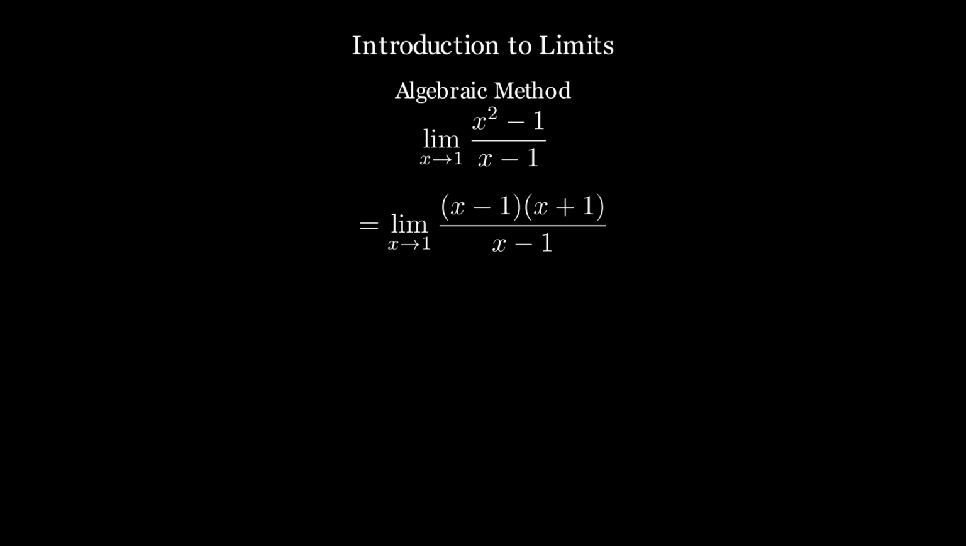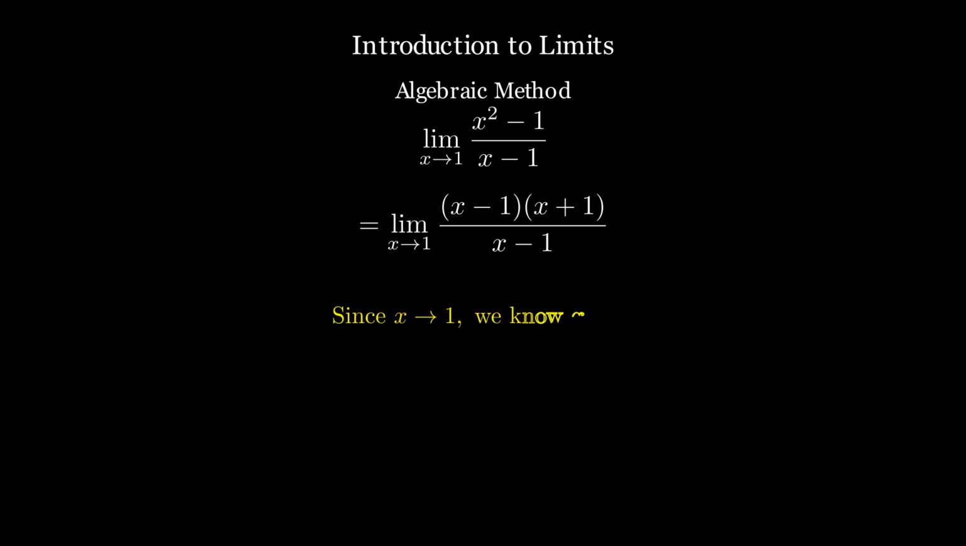Now let's solve this using algebra, which is how you'll handle most limit problems. We start with our limit expression. Since direct substitution failed, we must simplify. The numerator, x squared minus 1, is a difference of squares. It factors into the quantity x minus 1 times the quantity x plus 1.